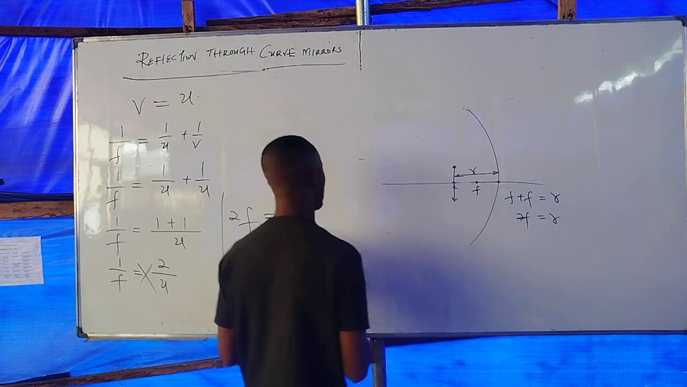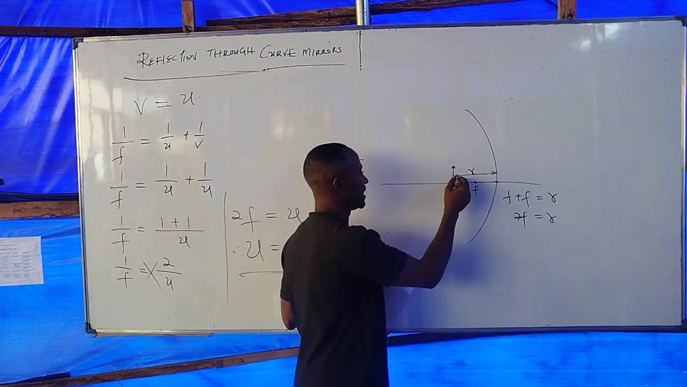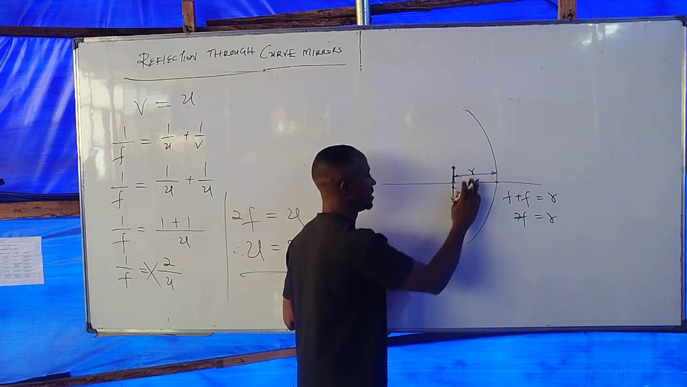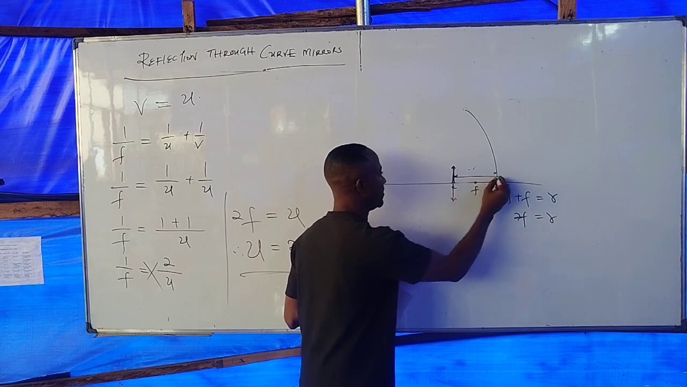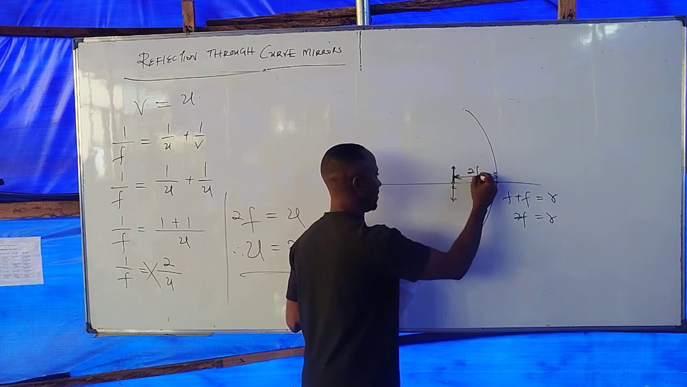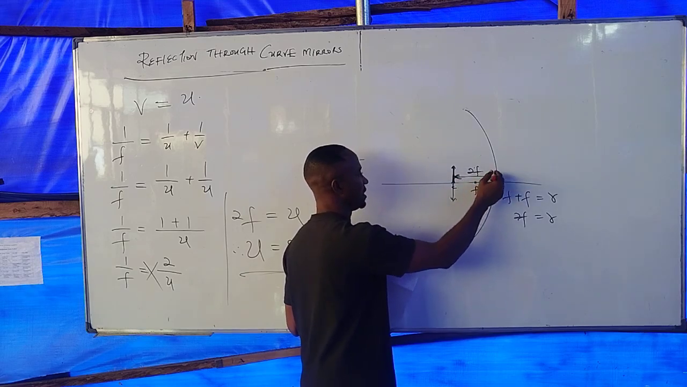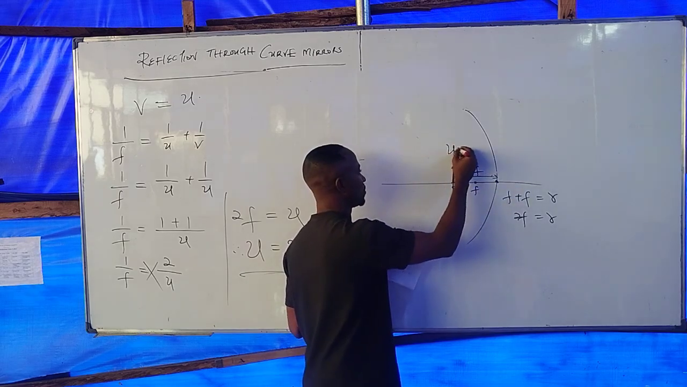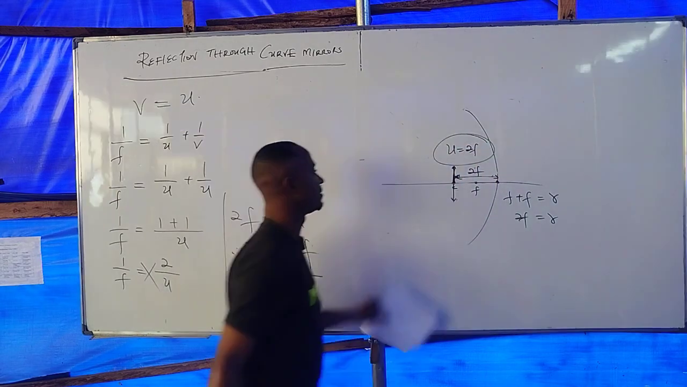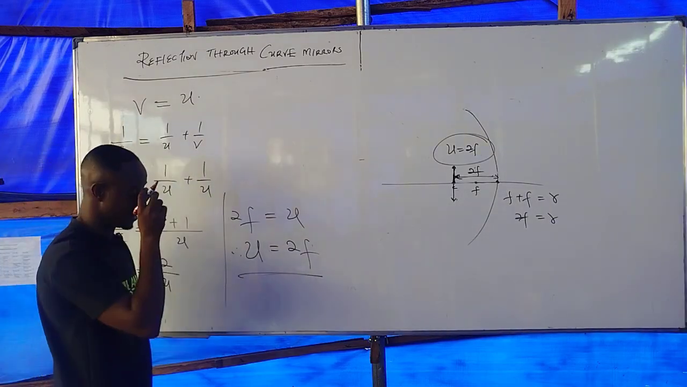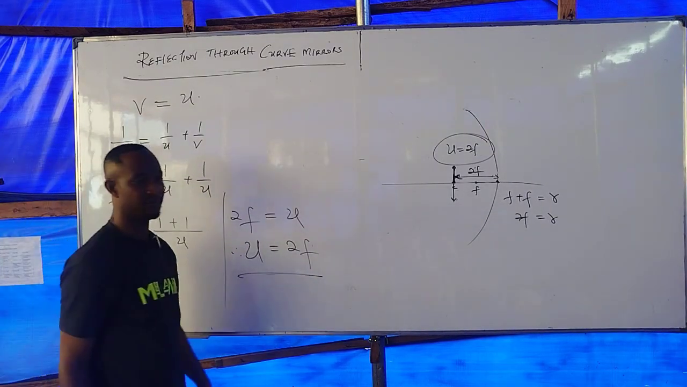So that implies that any object here is actually twice the focal length. Because from here to here is 2f. Don't forget that from this region here to the pole is 2f. So that means the object is at 2f. Now we have seen that from the mirror formula, we also discovered that the object distance is 2 times the focal length.